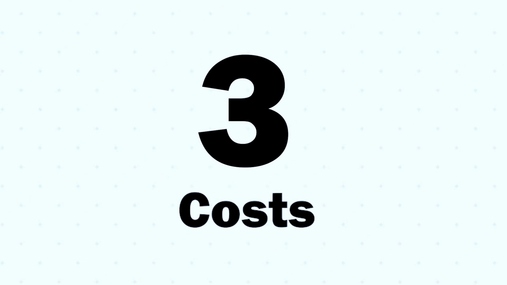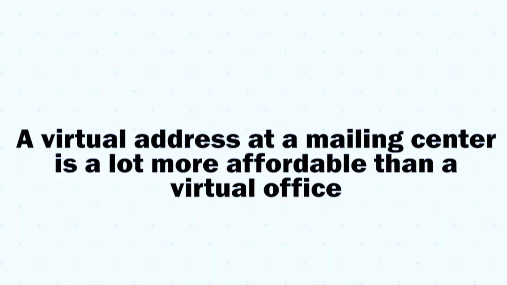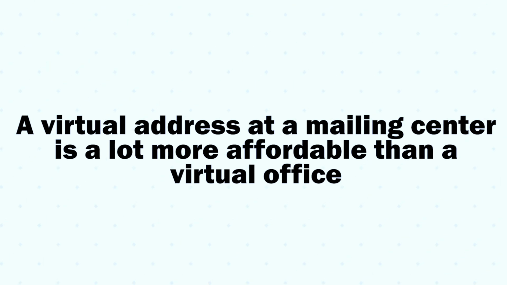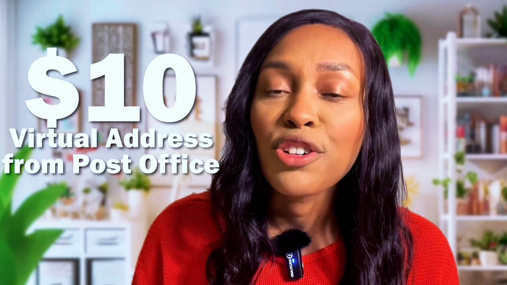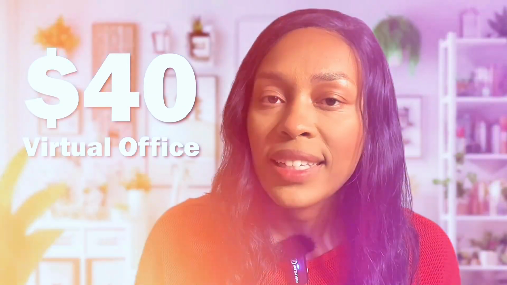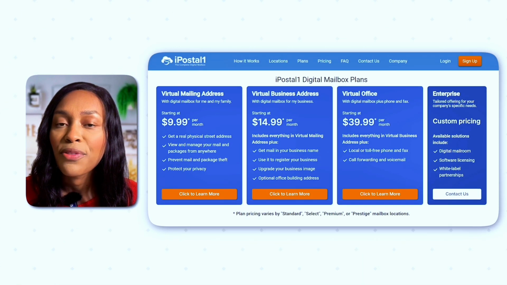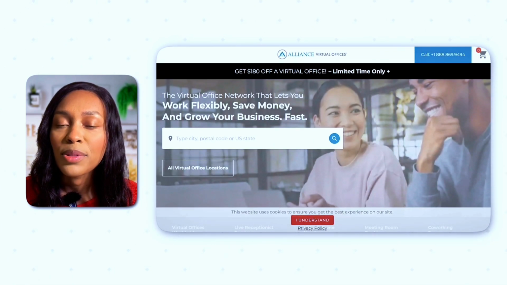Moving on to the third factor, and that is cost. When it comes to cost, a virtual address at a mailing center is a lot more affordable than a virtual office. Typically, a virtual address at a post office will cost you about $10. But for a virtual office, it can cost you more than $40, which makes sense because you're getting additional services with a virtual office. When it comes to virtual addresses, iPostal 1 is a great option and offers an affordable price. And when it comes to virtual offices, Alliance Virtual is a great option and offers an affordable price.